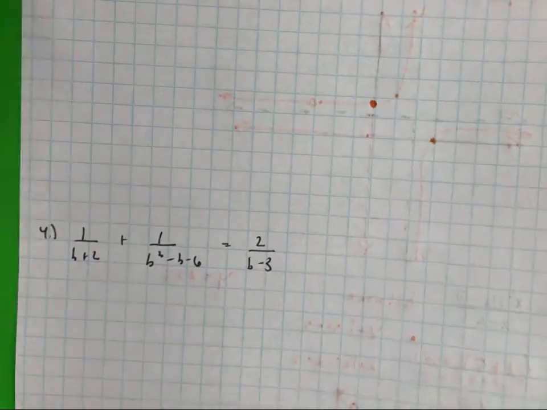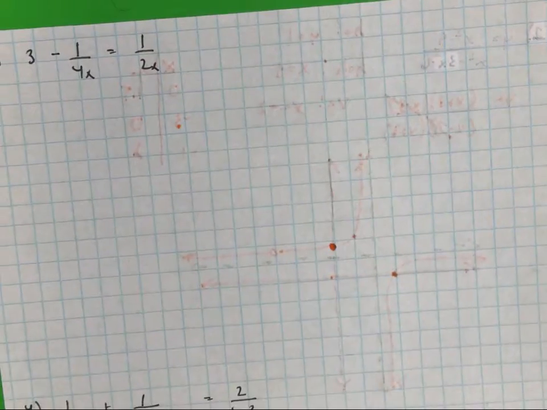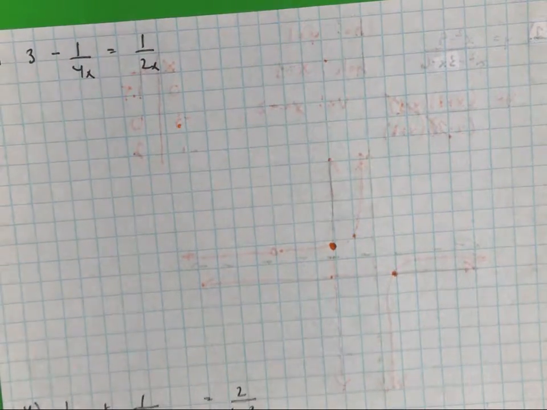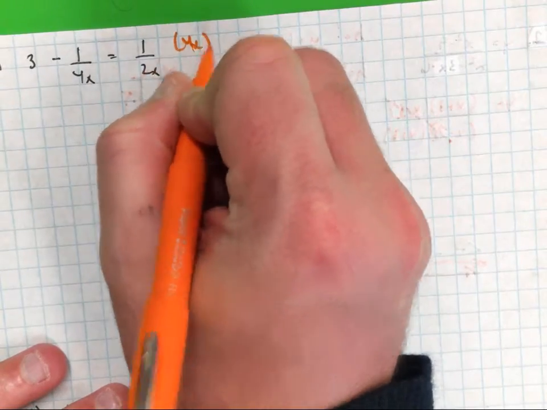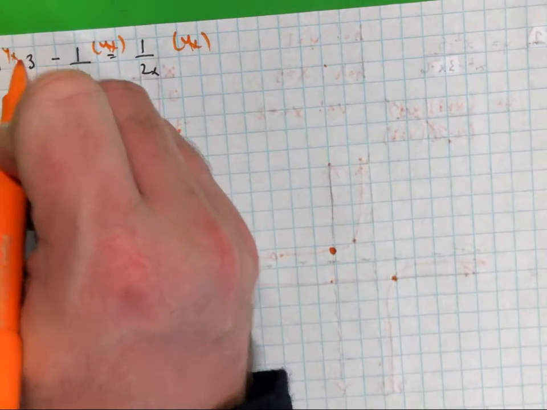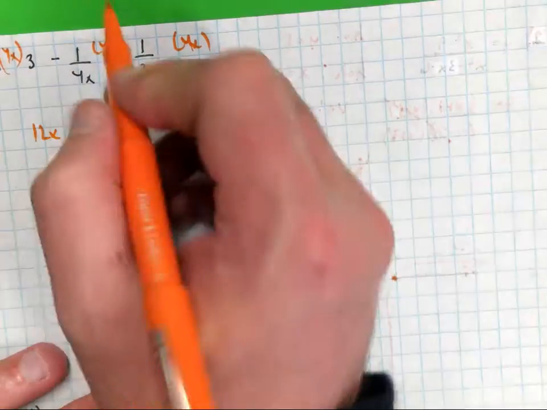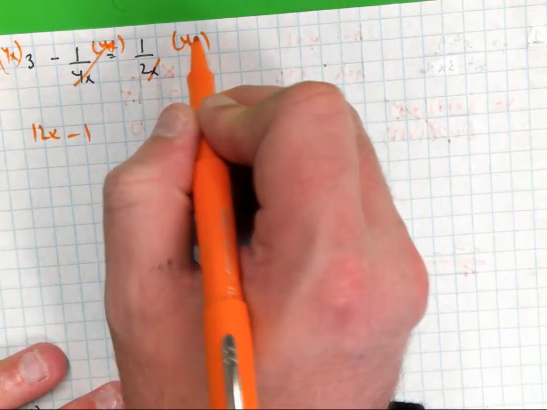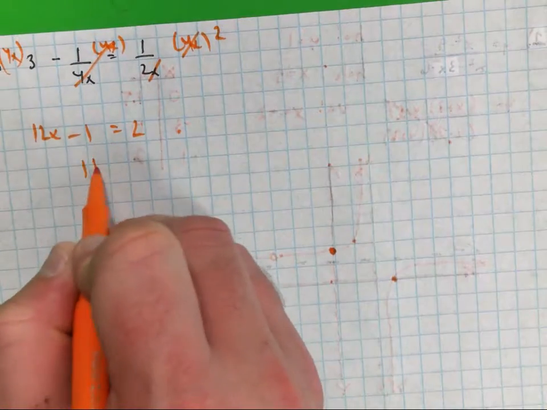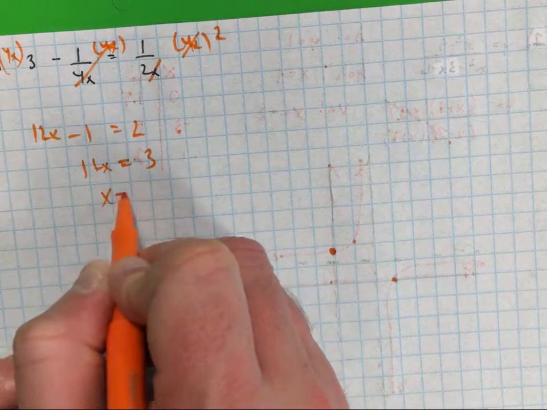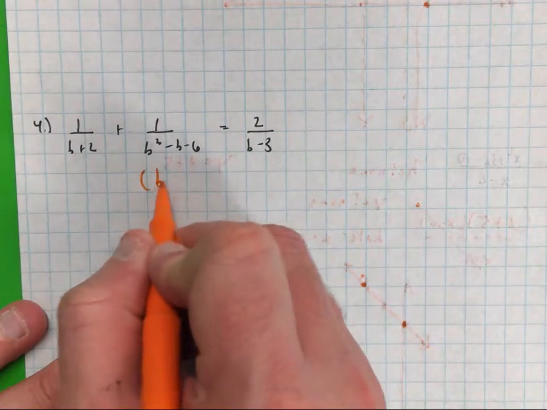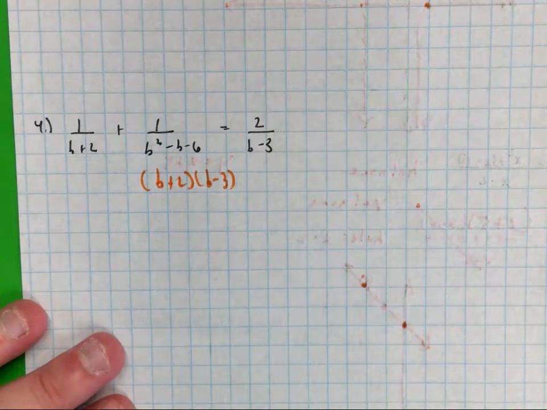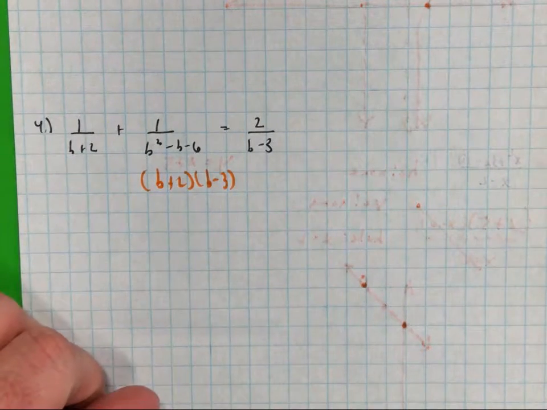Alright, the next part, equations tomorrow. What would be your common denominator between 4x and 2x? 4x. So I'm going to multiply everything by 4x. 4 times 3 is 12x minus 1. That 2x goes in 4x twice. X equals 1/4. We would simplify. Here I would do what first? Factor. I factor that as b plus 2 and b minus what? And you multiply everything by. I'm not going to go through that. We're good. Are we good on those?